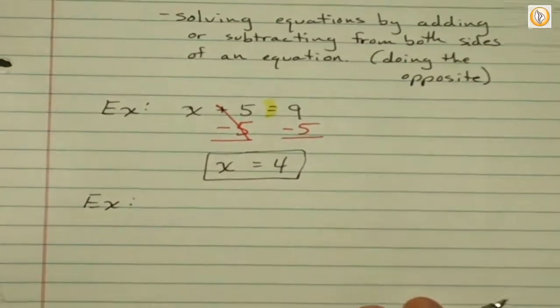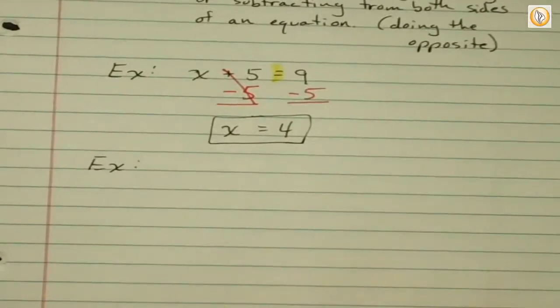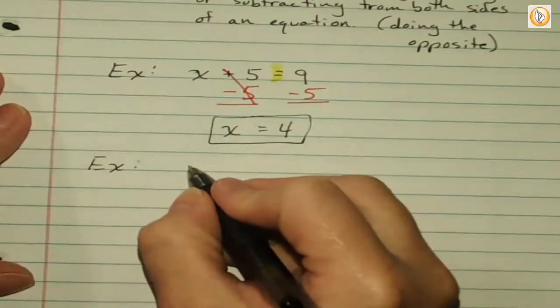Love this. So this is the opposite. This is inverse. This is solving for the variable by doing inverse operations. You're just doing the opposite. Let's do another once you have that written down.